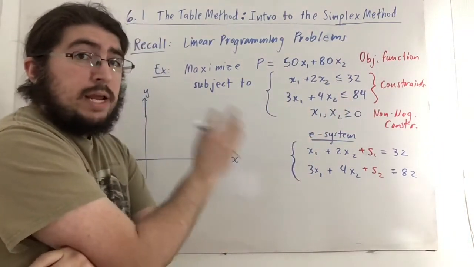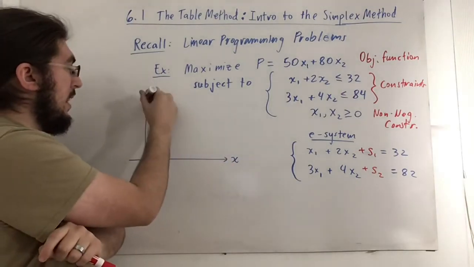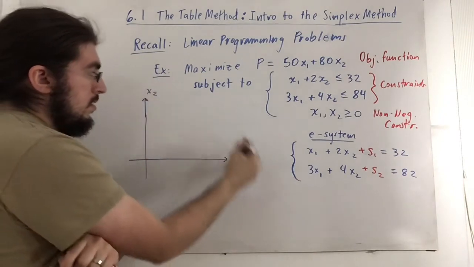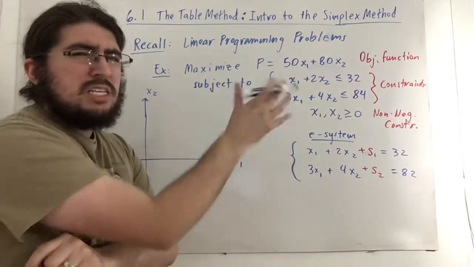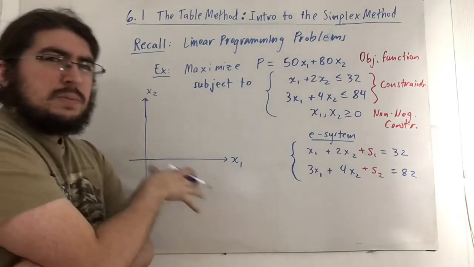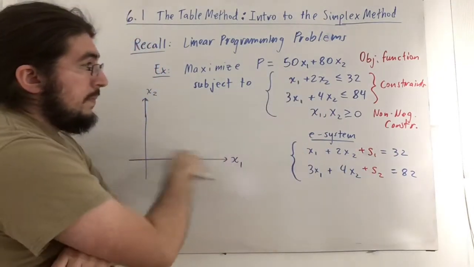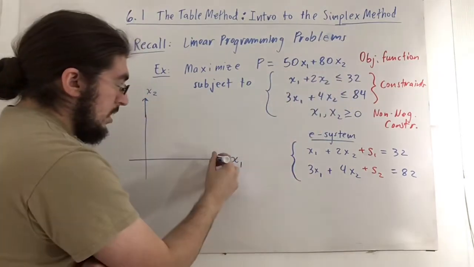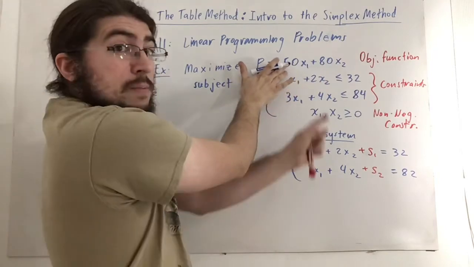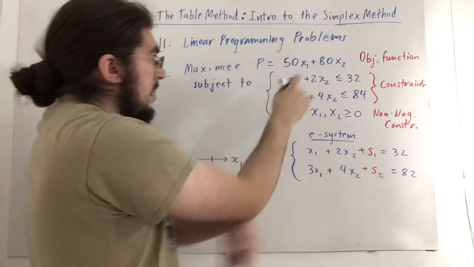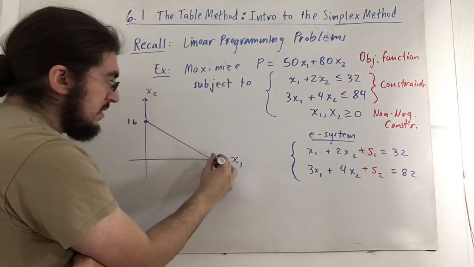Remember, we create the lines by considering x and y intercepts. In this case, it's the x1 and x2 axes, because it's not x and y technically, but that's fine. You can just imagine they're x and y, but just to be specific, it's x1, x2. So for the x1 intercept, you set x2 equal to 0, so that means it's going to be 32. For the x2 intercept, set x1 equal to 0, divide by 2 to get x2 by itself. 32 divided by 2 is 16. Connecting these gives us this line.